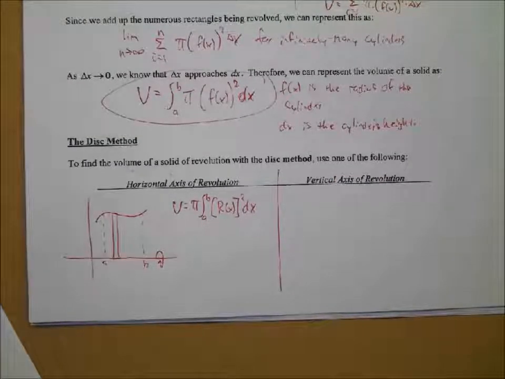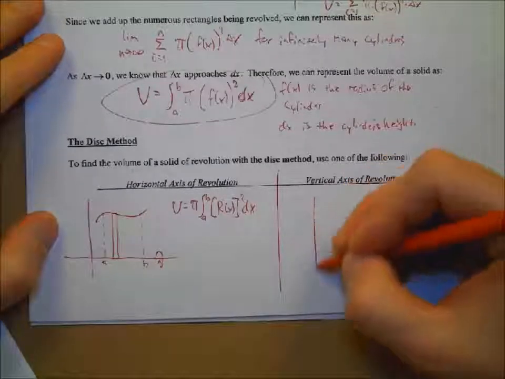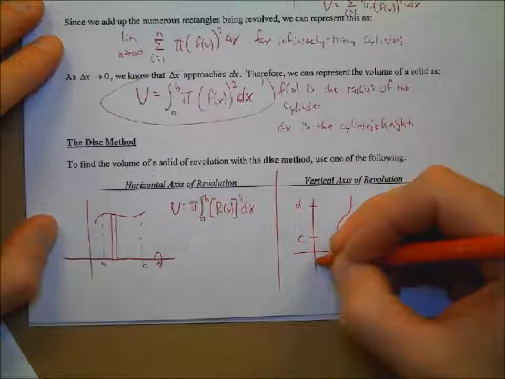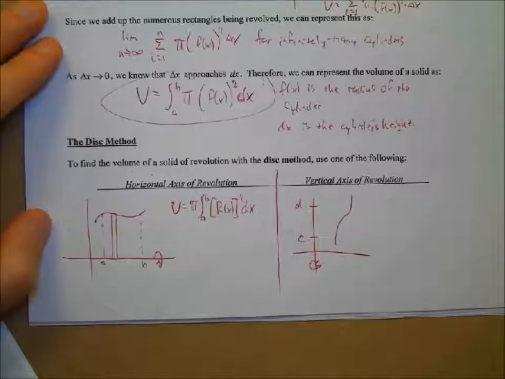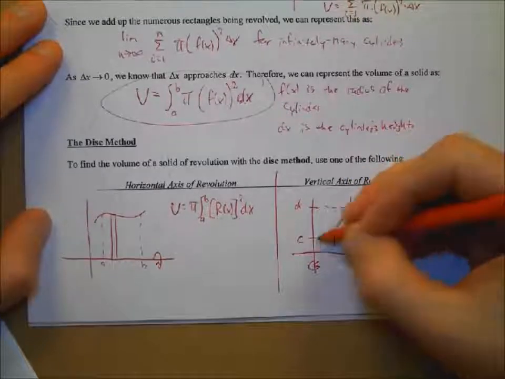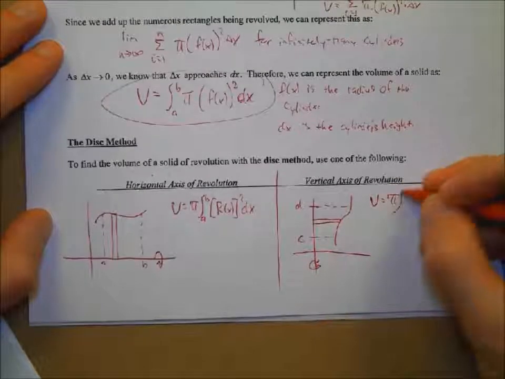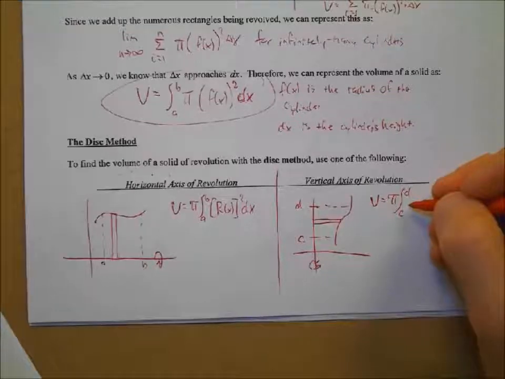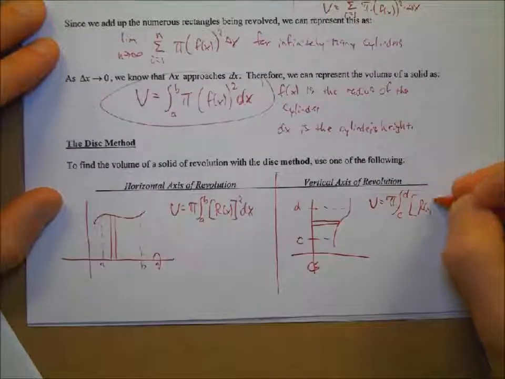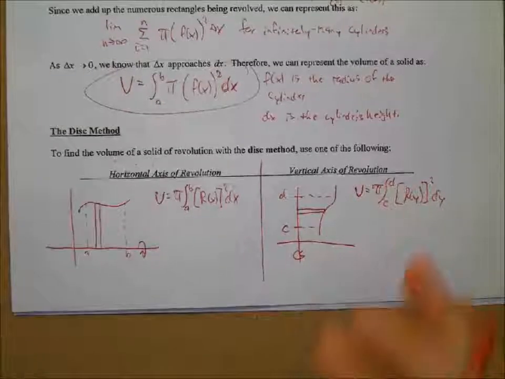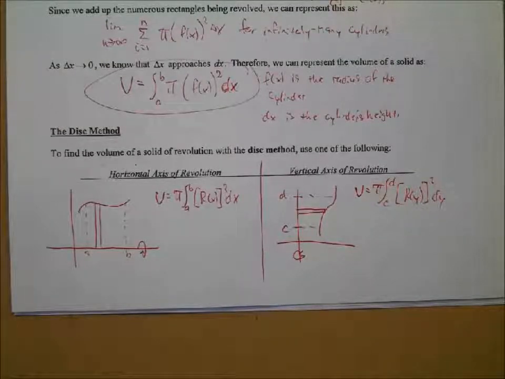Vertical axis of rotation then, rotating about something like the y-axis or x equals 2 or whatever. Very similar formula, except instead of integrating with respect to x, we're now going to integrate with respect to what? Y, you got it. And it'll be an r of y. So we want our description of our radius to be in terms of y, because we're going to integrate with respect to y. So horizontal axis of revolution, integrate with respect to x. Vertical axis of revolution, integrate with respect to y. And that's all there is to it.